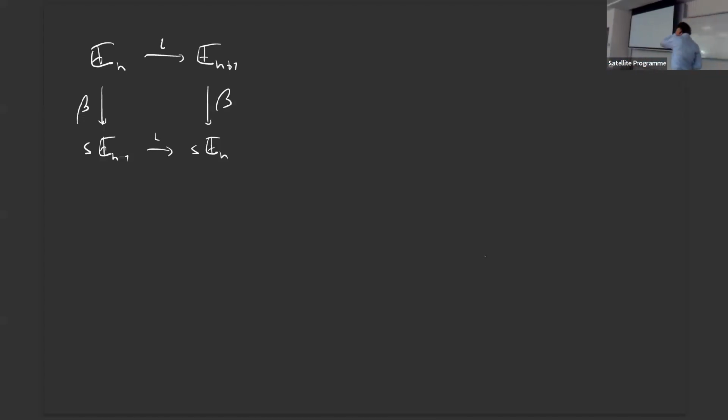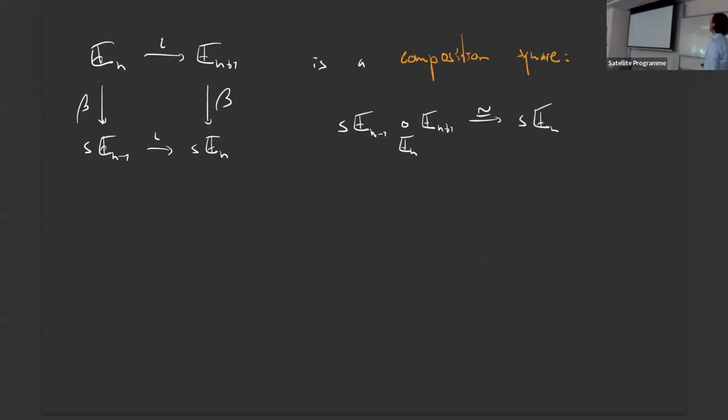Actually, this thing does more than commute. This square has a rather special feature, namely, it's what I like to call a composition square. What that means is, you can use this square to interpret this operad here as a right module over En, and you can interpret this operad here as a left module over En.